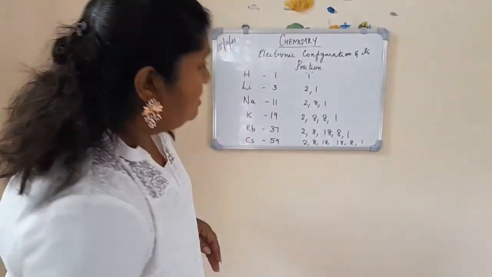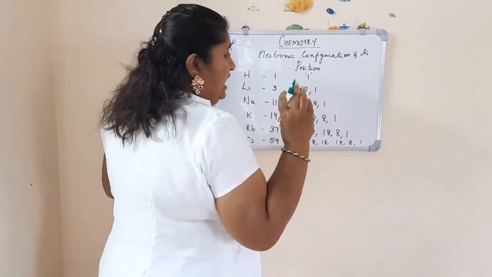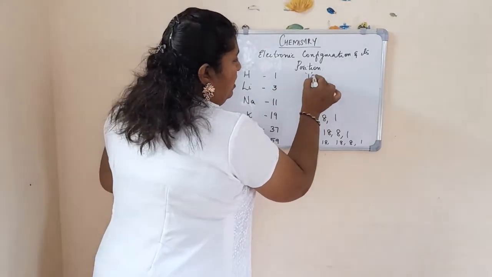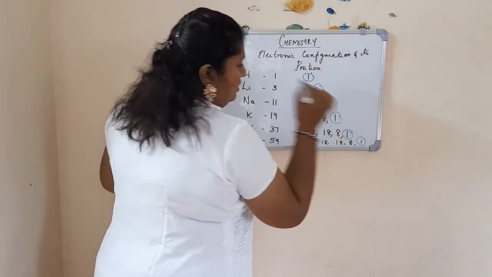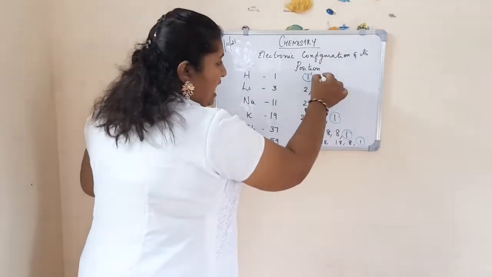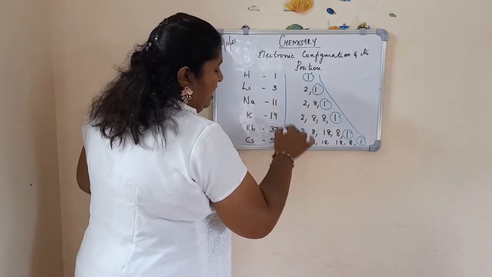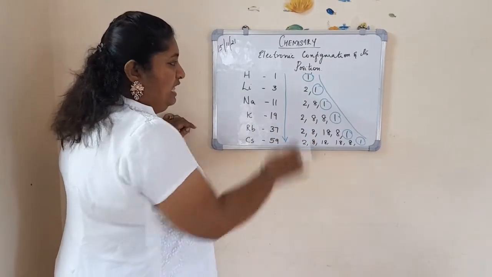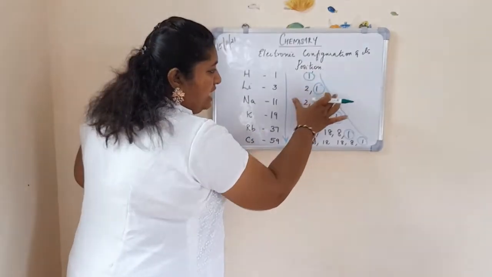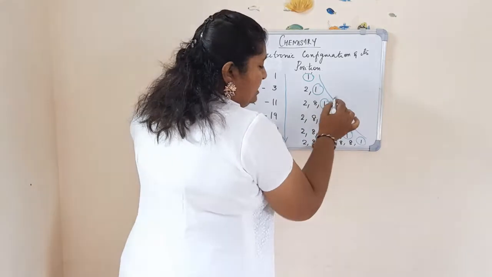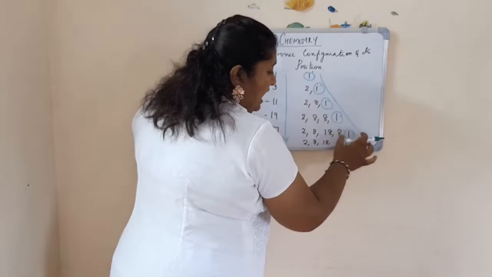If you check the electronic configuration of the elements, the electrons in the outermost shell are 1, 1, 1, 1, 1, 1, isn't it? You can see that the atomic number is increasing downwards, but even though the atomic number is increasing, the number of electrons in the outermost shell is 1 for all the elements.